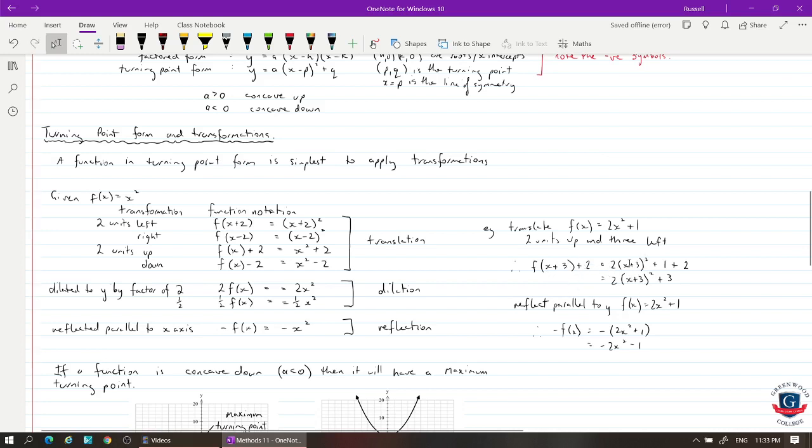So here we are, we've put x plus 3 where x was, and there's the function bit that was there from before, and we want to add 2 to it. There it is there. So if we move this function 2 units up and 3 left, we will get this function here, 2 brackets x plus 3, all squared plus 2. If we wanted to reflect this function parallel to y, we would put a negative outside of it, which will give us negative 2x squared take 1.